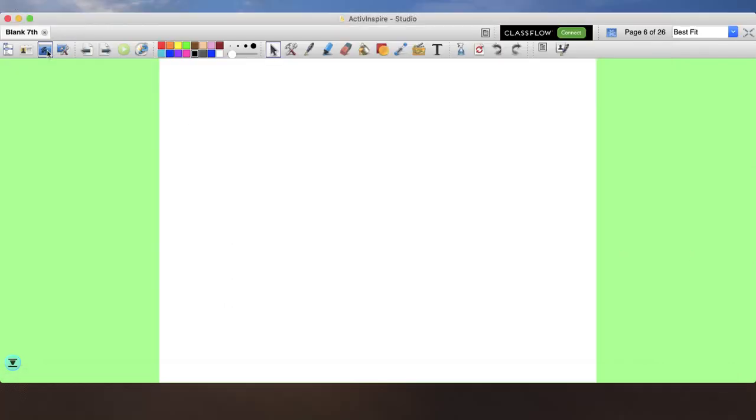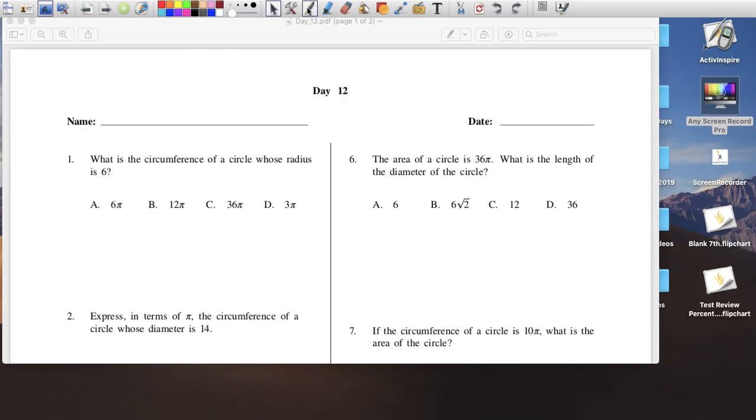Day 12. If you don't have a calculator with a pi button, I would suggest at home you use 3.14. I'll write 3.14159. The more digits we use, the more precise it's going to be.